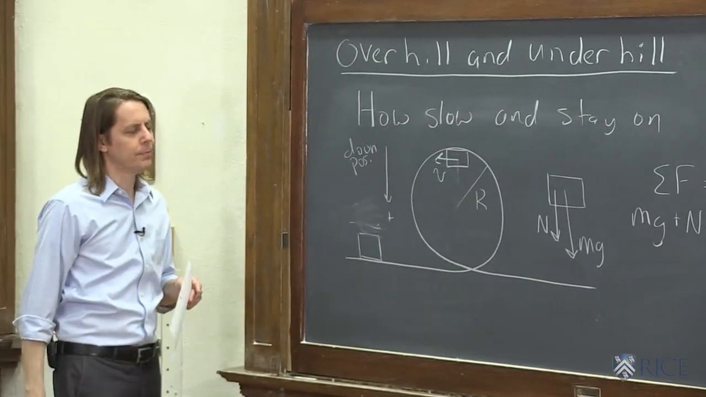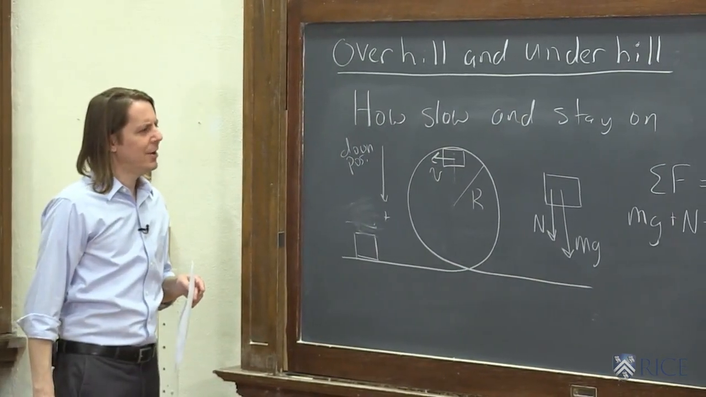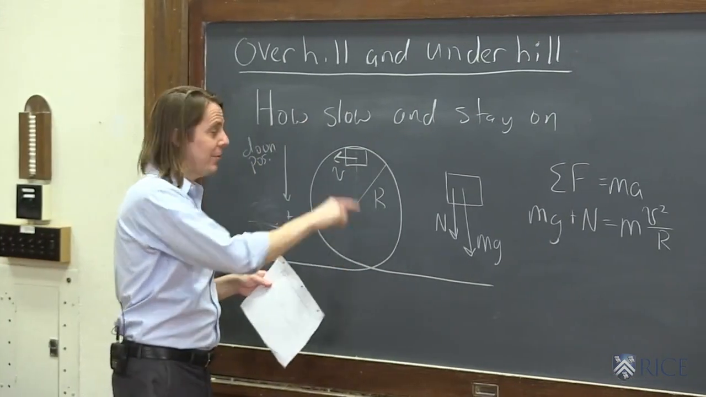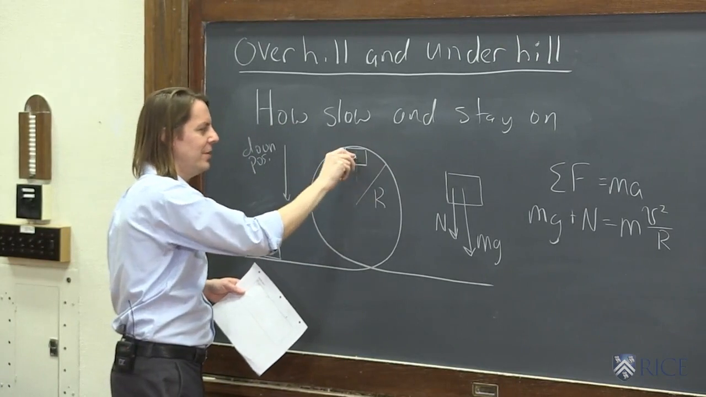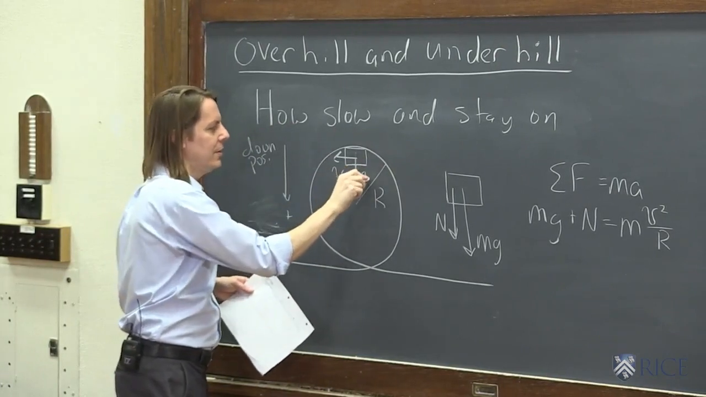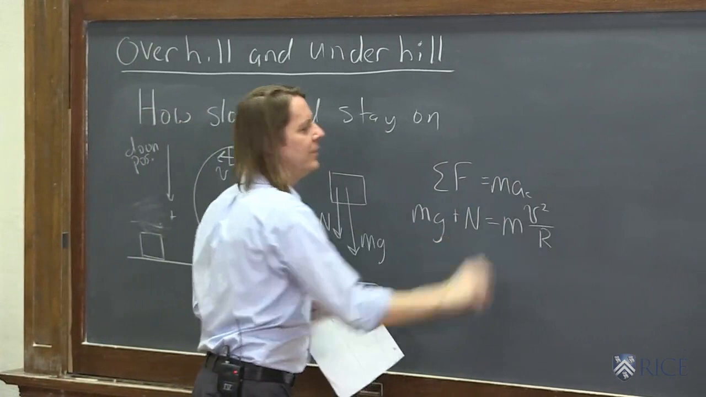You might say, oh, but I thought the acceleration had to be down. The acceleration is down, remember? So v squared over r, even though v is this way, is a centripetal acceleration. It does have an acceleration down like that. Go ahead and call it a_c.